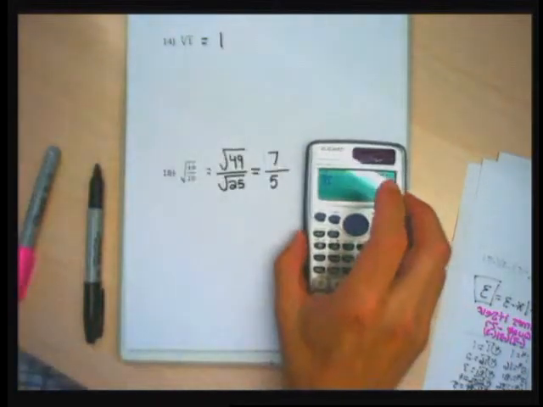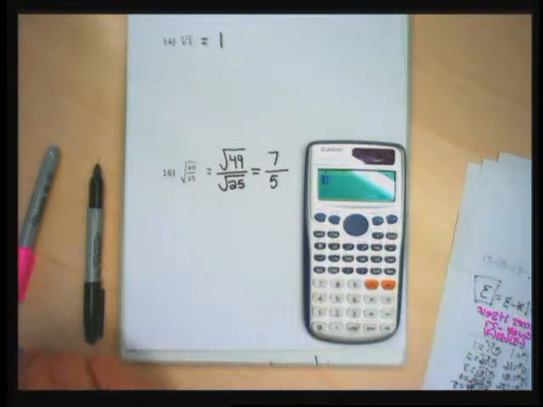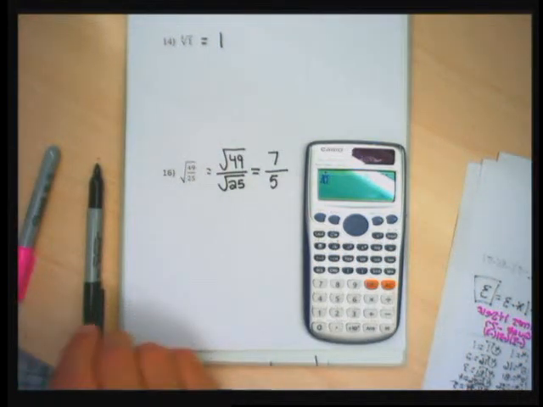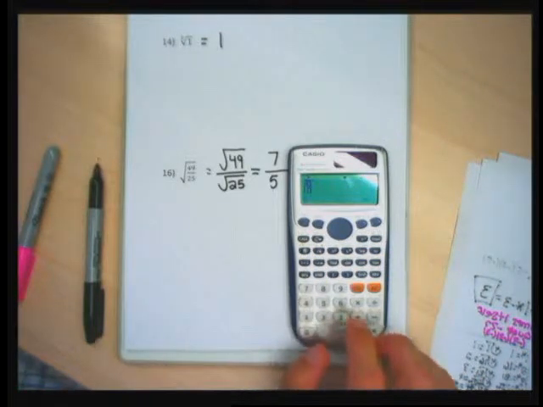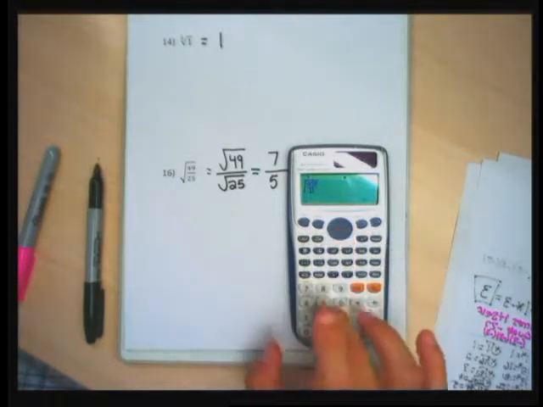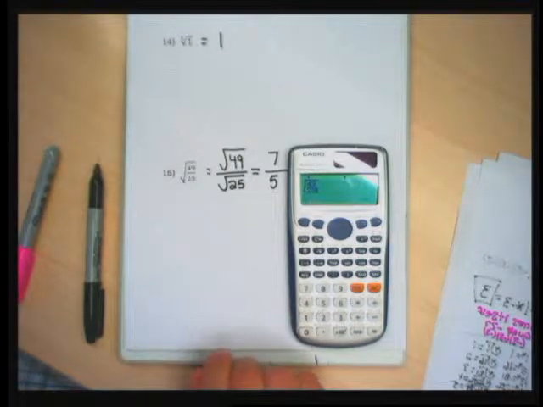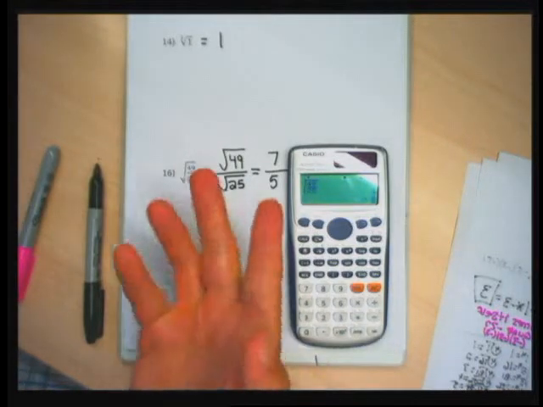To do that on my calculator, it's not terribly hard. I hit the square root button first to get my square root activated. Then I hit my fraction key, so I get a fraction under the square root. Then I type 49, go down to the denominator, do 25. My calculator is going to tell me that this equals 7/5.